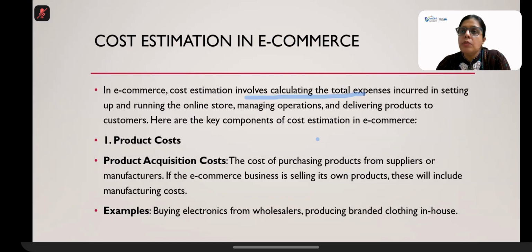Okay, so product acquisition cost, you have to calculate how much you are paying to acquire that product. Are you acquiring it from an offline market or an online market? So how much you are spending to acquire that product? It is the cost of purchasing product from suppliers, manufacturers. If the e-commerce business is selling its own product, this will include your manufacturing cost. Okay, so you're selling a product that is manufactured by you, then you have to calculate what are the different costs involved in it. It could be fixed cost, variable cost, or opportunity cost. Okay, so you have to include all those costs here.